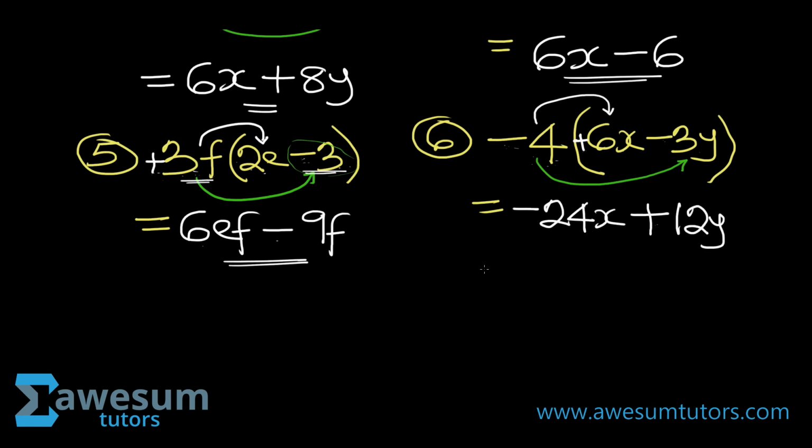Very good, guys. Again, negative times positive here gives negative because they are unlike signs. 4 times 6x is 24x. Negative times negative is positive. 4 times 3y is 12y. This is your final answer. I hope you find this very easy. I hope you guys understand this fundamental concept.